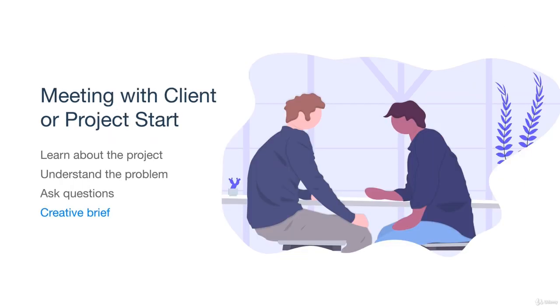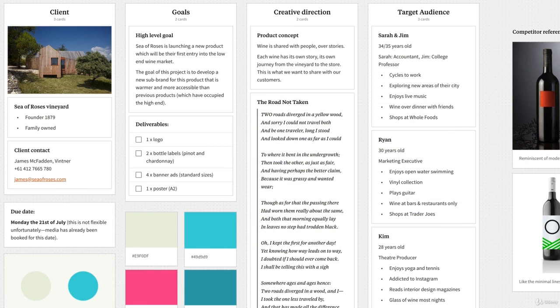So the first step is meeting with the client or the project start. In this step, you want to learn as much about the project as you can and understand the problem that you're there to solve. You want to ask the client as many questions as you can so that you can develop a creative brief. And this is just a brief that tells all about the project, the client, the goals, and the creative direction.